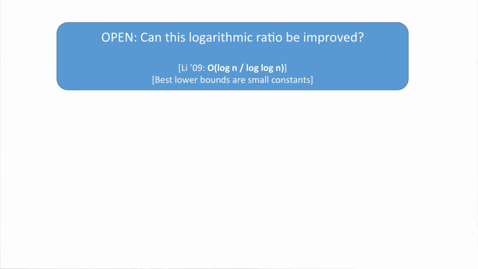Now, the first open question, and this has been open for many years now, is can this ratio be improved? The best lower bounds that we know are really small constants like 2 or 3. We do not know any game of this form where the routing behavior, the best equilibrium, is off by a factor of 2 or 3 more than the optimum solution.